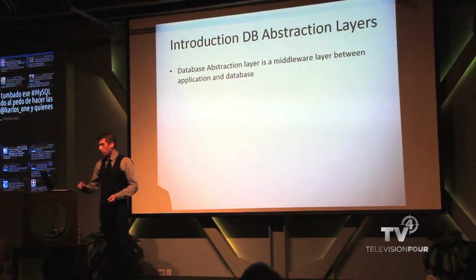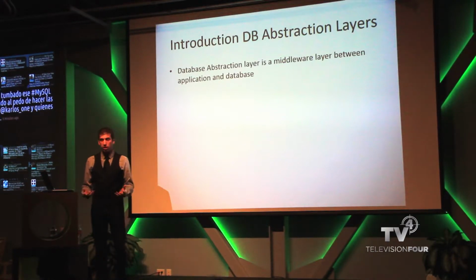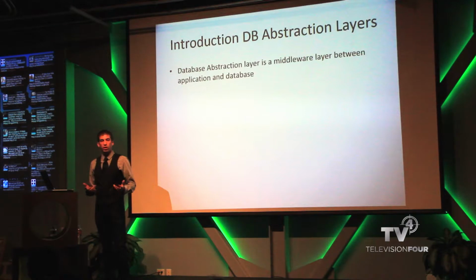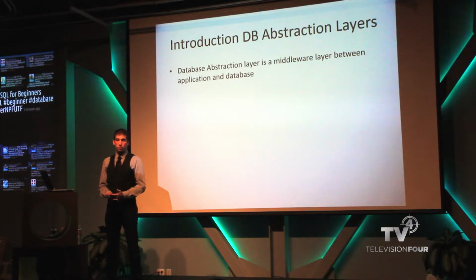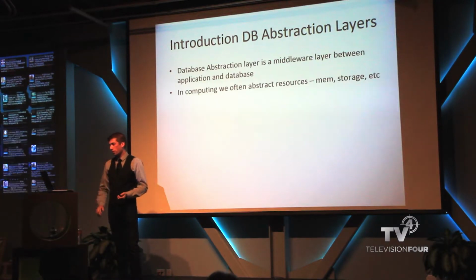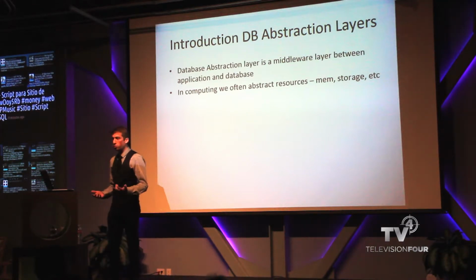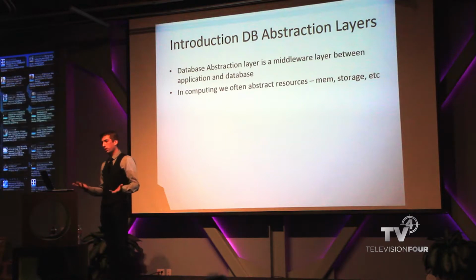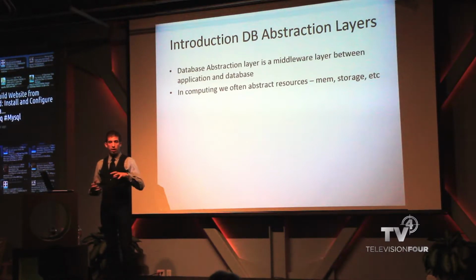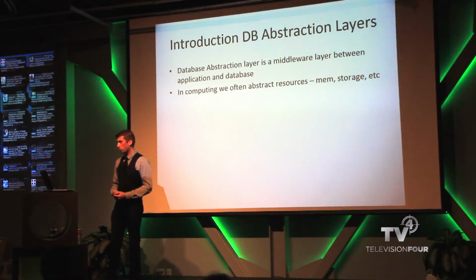So to dive right in and start talking about what is an abstraction layer. Basically, it's nothing more than a middleware layer between your application and your database. In its simplest form, that's it. Don't worry about any extra functionality, anything else that it's doing. Now, in computing, we have a tendency to abstract resources. We do with memory, virtual memory, disk, LVM. So having a layer of abstraction around a database is really not that uncommon when you view it as a resource compared to everything else that we do.